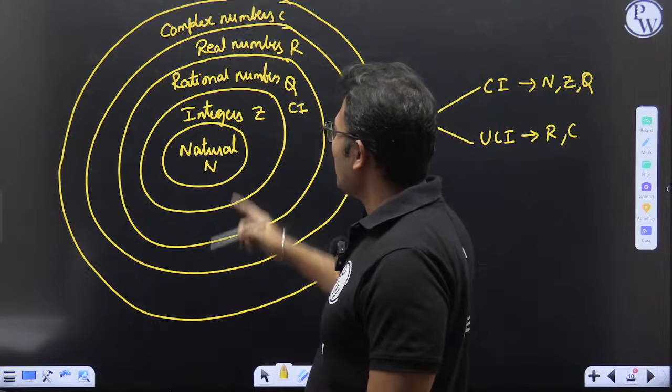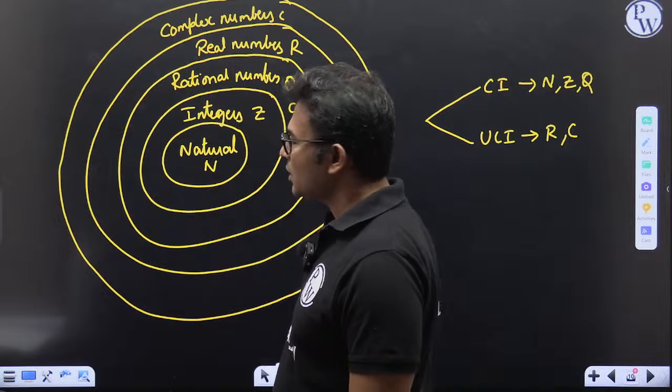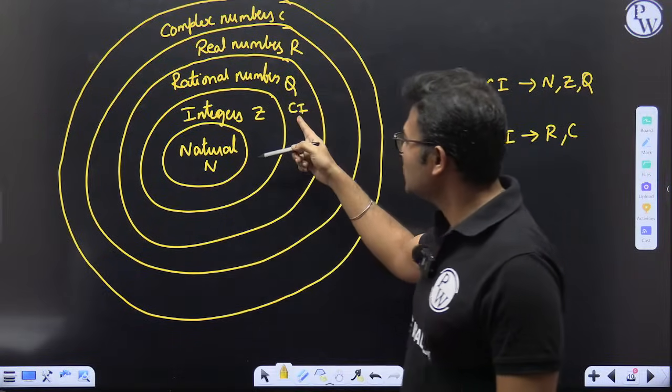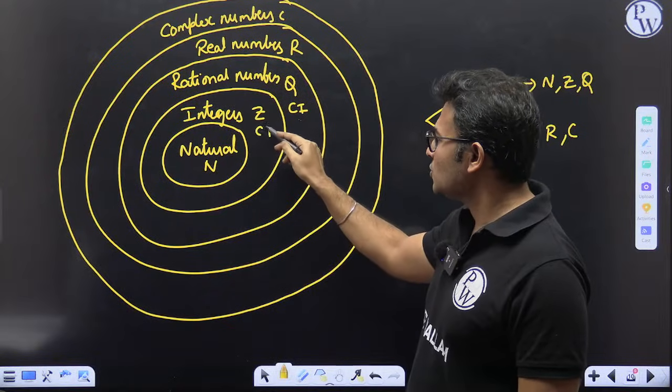Now, if integers are a subset of rational numbers, they cannot be uncountably infinite, right? If this set is countably infinite, then this set is also countably infinite.